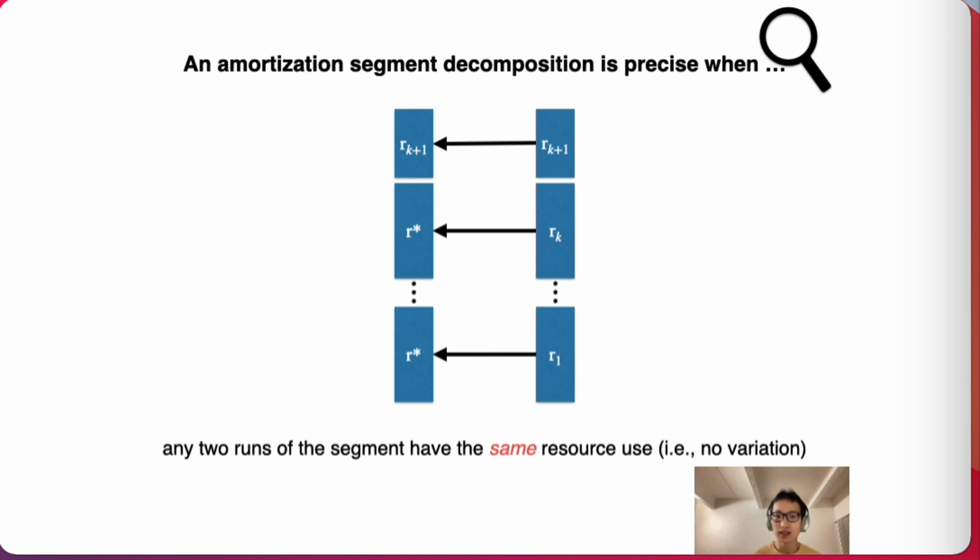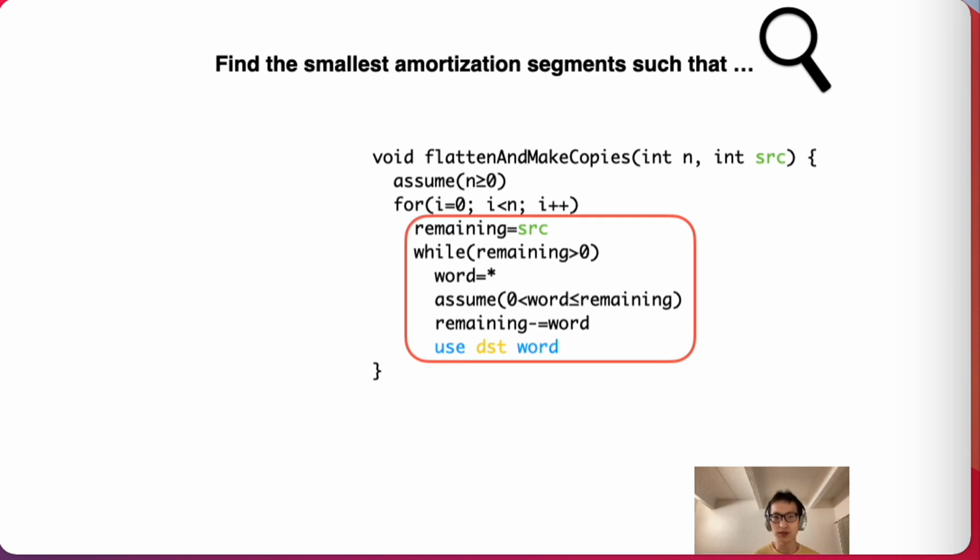The reason is that if R1 through Rk are all the same, then R star is the same as R1, R2, and all the way up to Rk. And therefore, the approximation on the left is exactly the same as the actual cost on the right. This is our guiding principle for automatically selecting the amortization strategy. We do not want to lose any precision. Now, how do we find the segment decomposition such that any two rounds of segment have the same resource use?